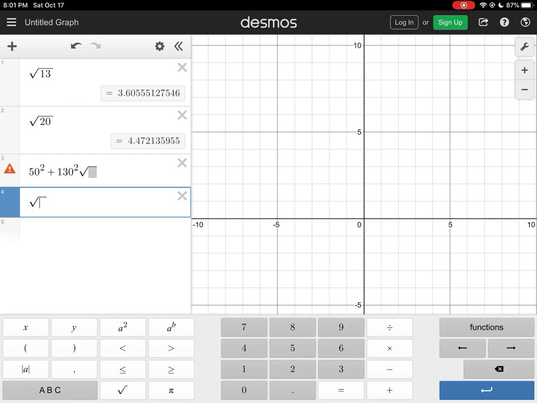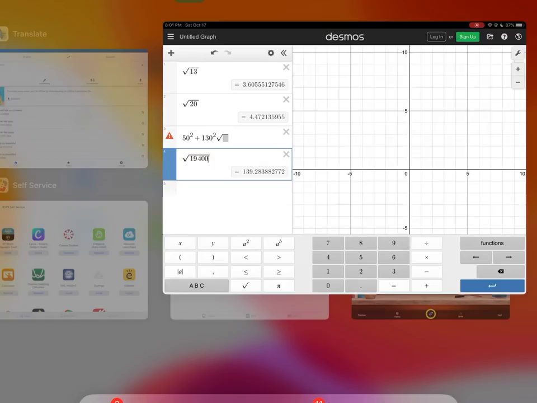Okay, let's try it again. Square root of 19,400 is 139.28. Let's round to the nearest tenth. So that's going to be 139.3.